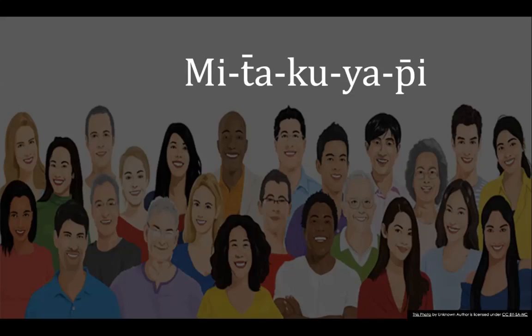Okay, so we said all the syllables. Now we're going to go back and we're going to say the entire word, one syllable at a time. Mi, da, gu, ya, bi.